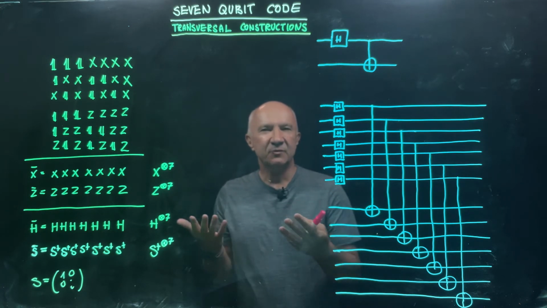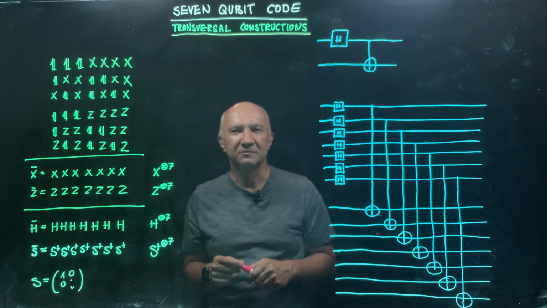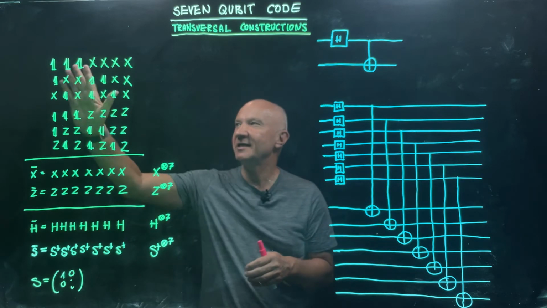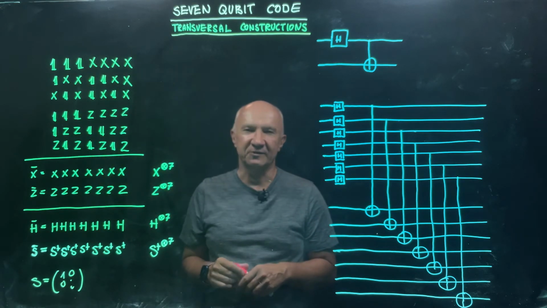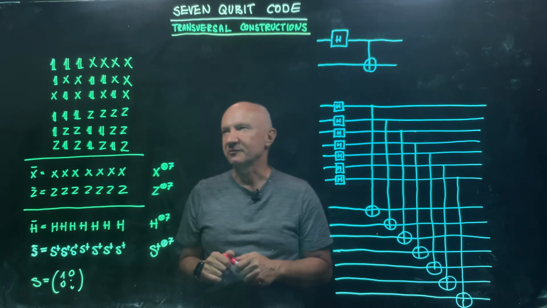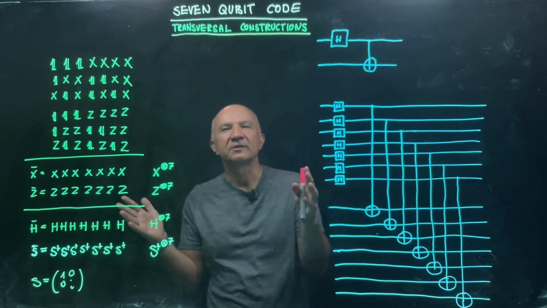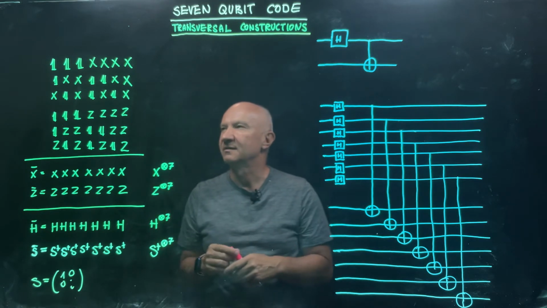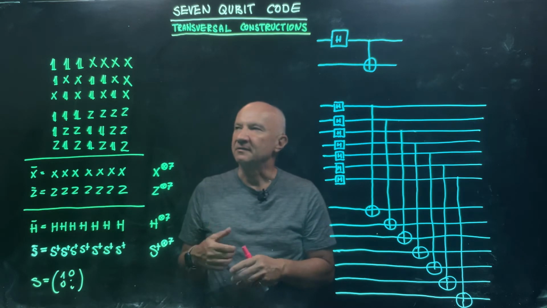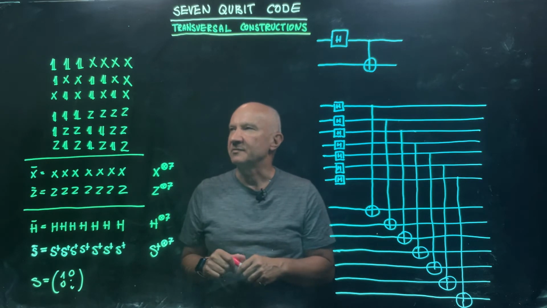So when someone comes to you and says, well, I have this wonderful stabilizer code, you say, well, show me the stabilizer. So here are the 6 stabilizers for the 7-qubit code. So 6 generators for the stabilizer group. So they partition this 2 to the 7th, right? So it's 128-dimensional Hilbert space into 64 two-dimensional subspaces.